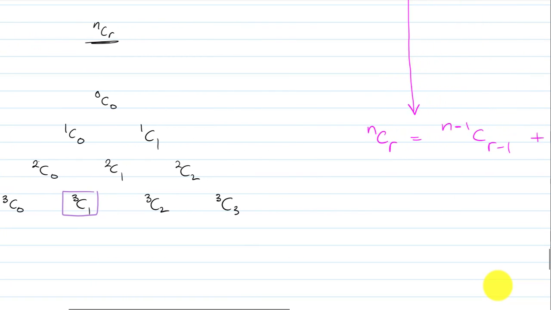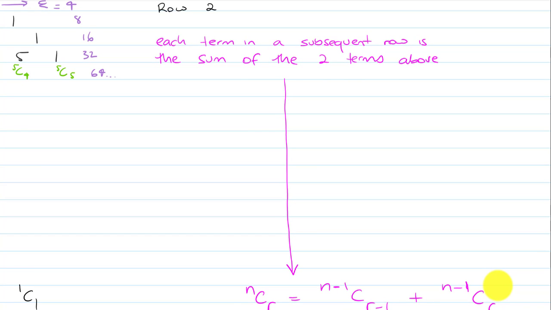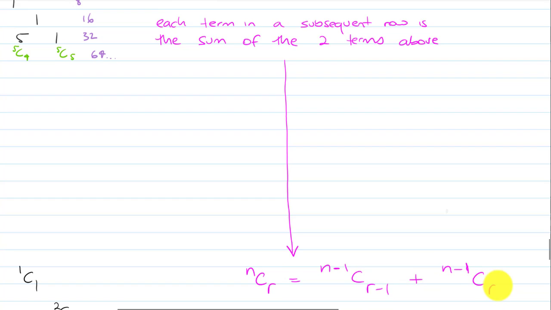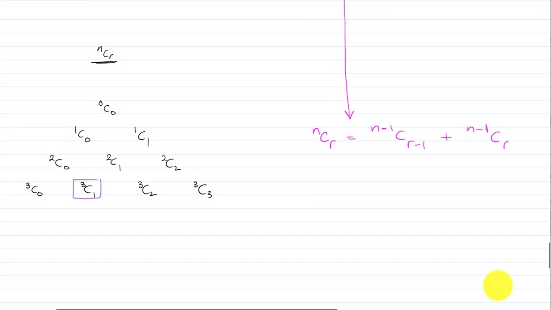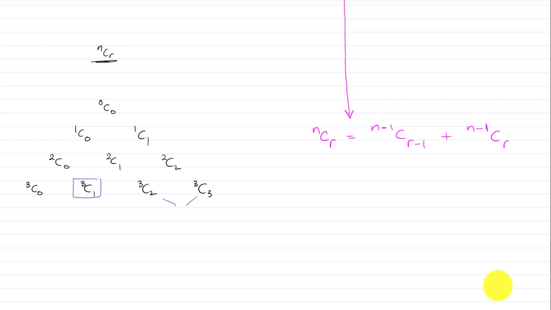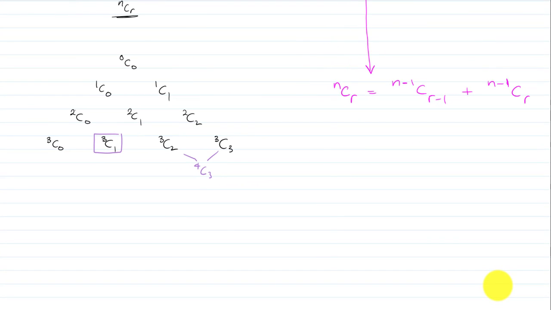Now here's another thing. We know that each term in a subsequent row is the sum of the 2 terms above. And it leads to this. So let me show you what I mean. 3C2 and 3C3, when added together, give us 4C3. So in terms of n, if we had 2 terms, let's say we're in the n minus 1th row.